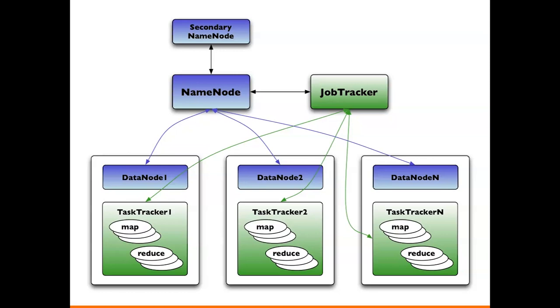Does the system elect a name node for you, or do you? No, you have to specify what are called the masters, as in master-slave. The name node and job tracker are the masters, and the data nodes and task trackers are the slaves.